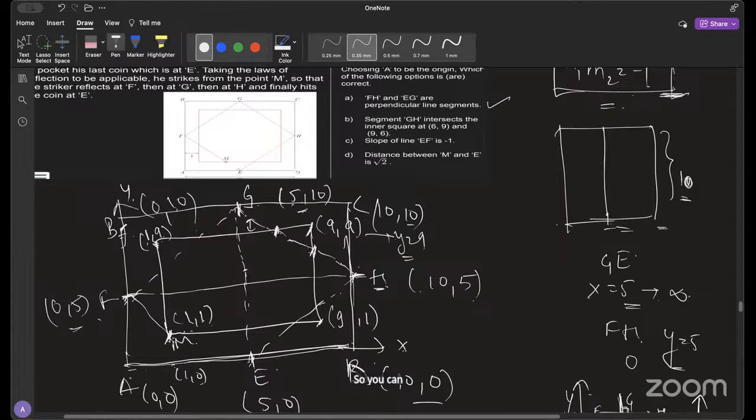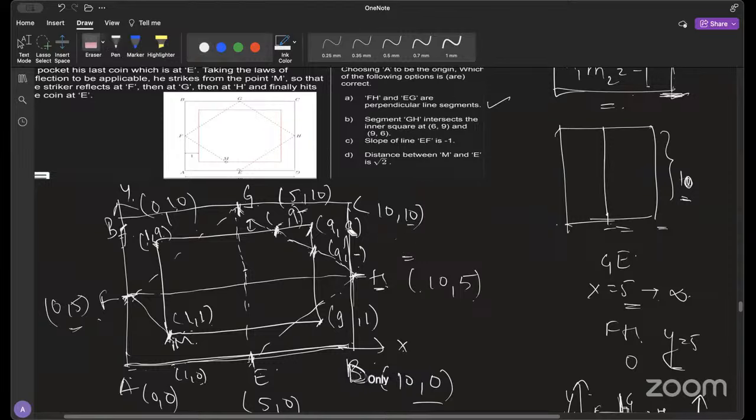So you just know every coordinate on this line is of the form y equals 9 and x equals something else. So in the equation of GH, you can just substitute y equals 9 and get the value of x from there. So you know what this coordinate is. We already know that this is of the form (something, 9) and this is of the form (9, something), this one and this one.